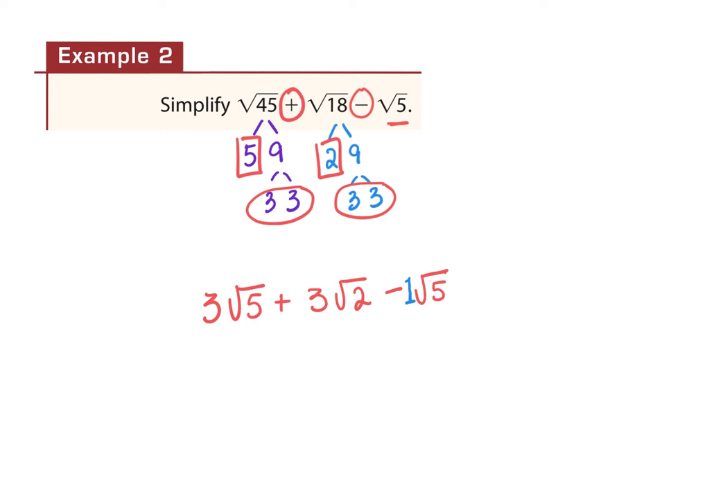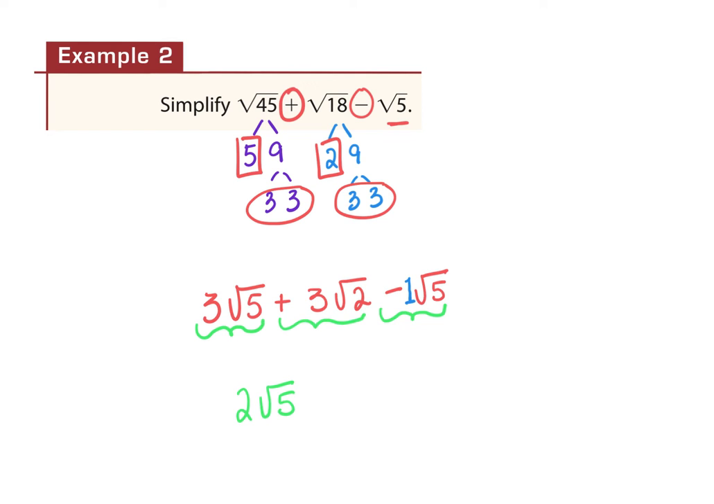All right? Now when I look at this, I have 2 terms that I can add, right? I have 2 that are alike, the 3 square root of 5 and the negative 1 square root of 5. And that's what I'm going to combine. I'm going to say 3 square root of 5 minus 1 square root of 5. Those are the ones I'm combining. What's my coefficient going to be in front of the square root of 5? 3 minus 1. All right, so 2 square root of 5.